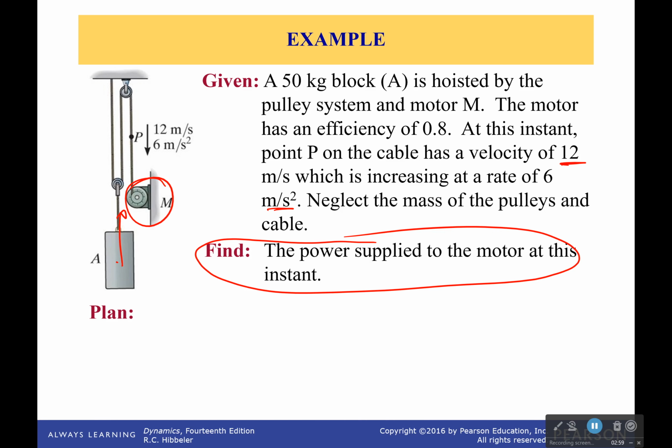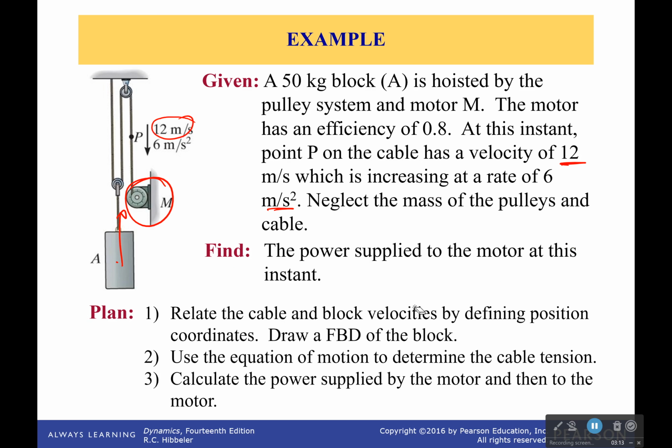Well, what's our plan? We should remember that power is equal to force times velocity. And luckily for me, I know what the velocity is. It's 12 meters per second. But I don't know what the tension in that cable is. So that's still kind of leaving me hanging. So we're probably going to have to figure that out. What we want to do is draw a free body diagram of the block. We're trying to figure out how fast it's going to move. Then we're going to use our equations of motion to determine the cable tension. And then it's pretty simple to figure out what the power is from there. Okay, so let's move forward.